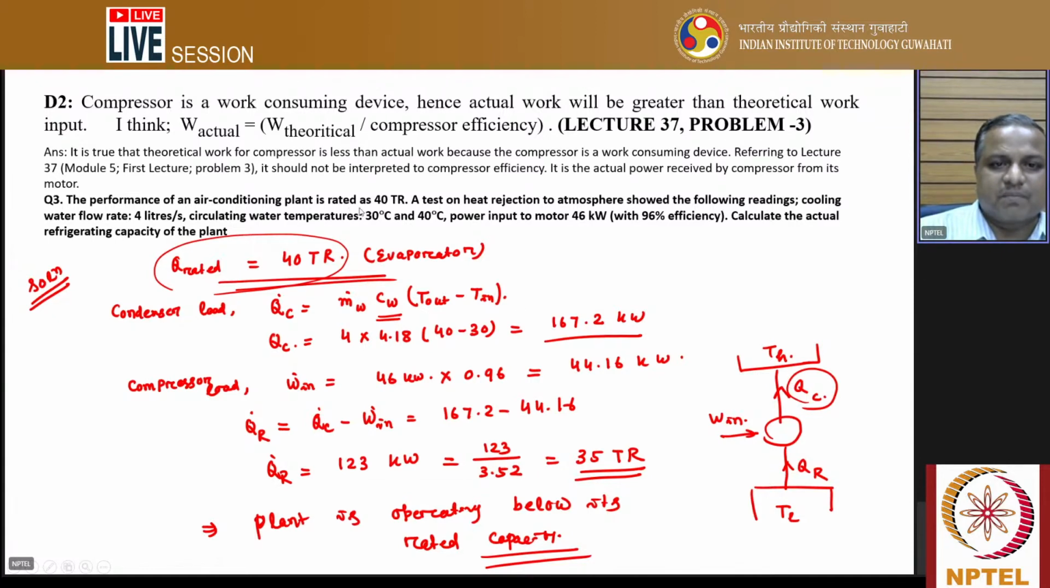But with respect to the problem we asked, we are looking at an air conditioning plant operated at 40 tons of refrigeration, and here the 96% efficiency is not the compressor efficiency. It is the actual efficiency, mainly of the power being received by the compressor. So that is the reason the work load is calculated based on 46 multiplied by 0.96.